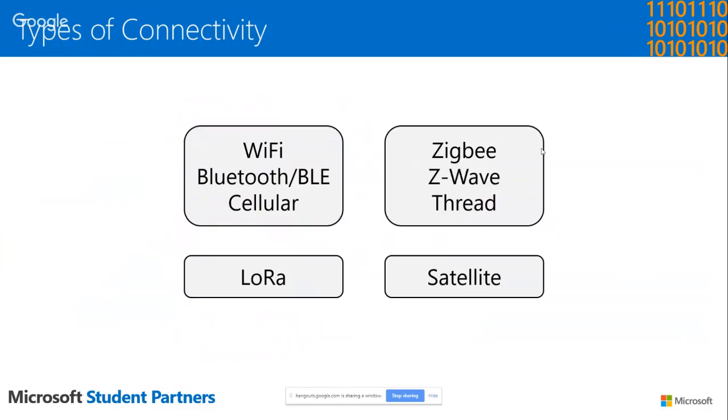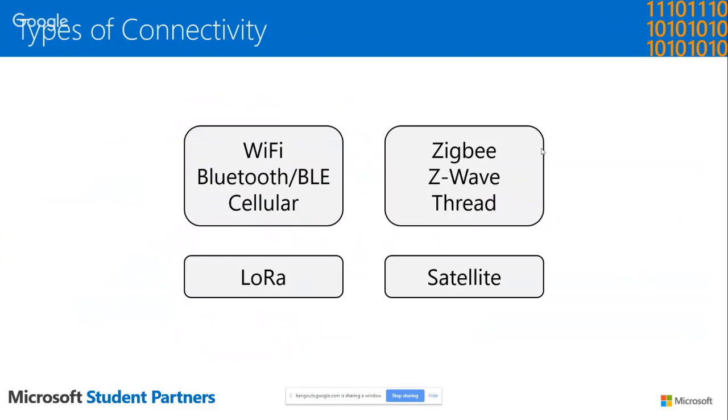And so there are a couple different types of connectivity that we're going to talk about today. The most dominant are Wi-Fi, Bluetooth/BLE, Bluetooth Low Energy, and cellular. And these are common for a couple different reasons. Mainly, it's very easy to transmit data, and they're widely used in different applications. But also because they're relatively inexpensive because of how often they're used.